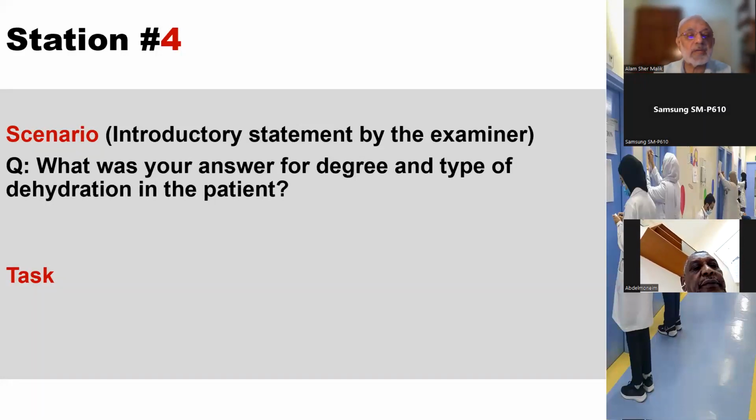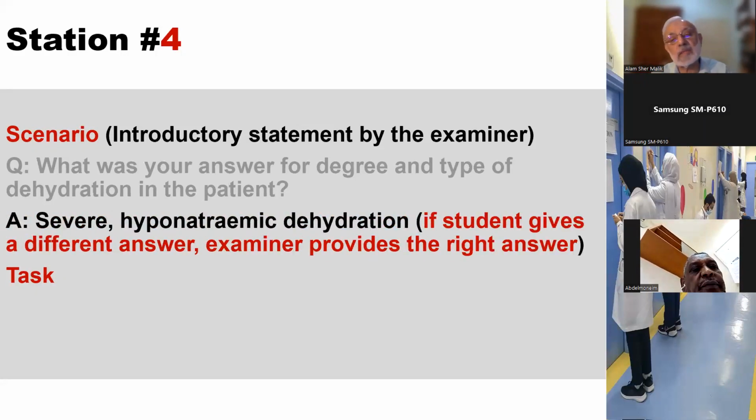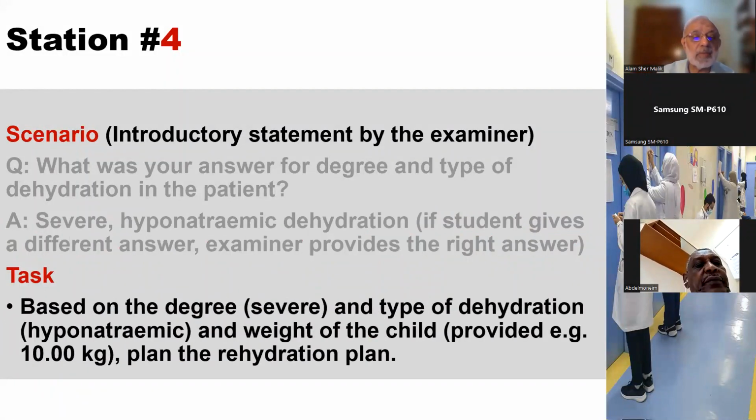So if the student gives a wrong answer, the examiner would provide the right answer, because the student has already been marked on this, and we do not want to penalize the students multiple times for the same mistake. The task would be based on the degree of dehydration and type of dehydration, and the examiner would provide the weight of the child.